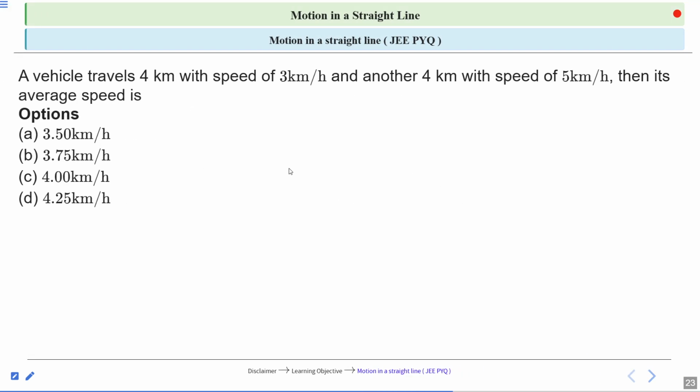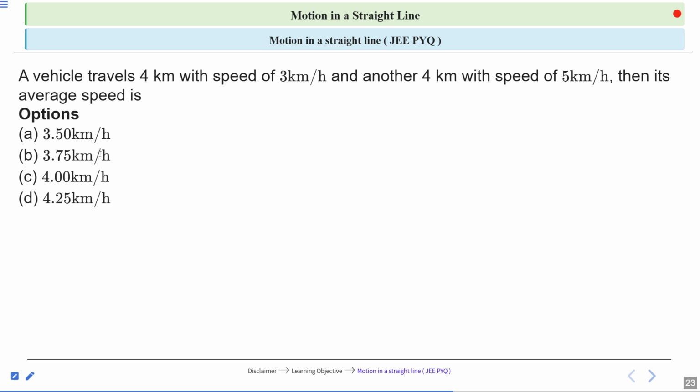A vehicle travels 4 kilometer with a speed of 3 kilometer per hour and another 4 kilometer with a speed of 5 kilometer per hour. Then its average speed is what? In this question, you have to find out the average speed. The first 4 kilometer, the speed is 3 kilometer per hour, and another 4 kilometer, the speed is 5 kilometer per hour. Then find out the average speed.